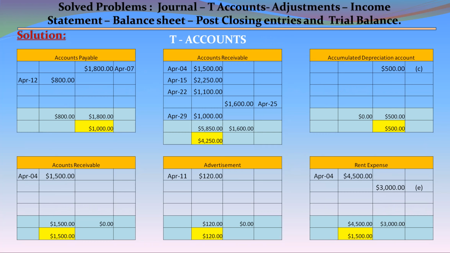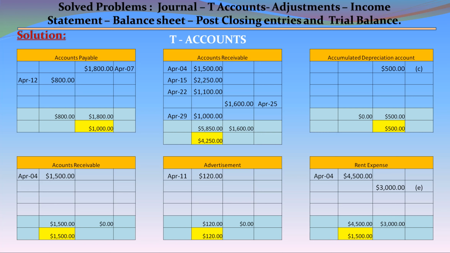Now let us prepare T accounts. Accounts payable account on the credit side 1800 on April 7, and we have paid on April 12 800. The balance 1000 is the credit. Accounts receivable April 4 1500, April 15 2250, April 22 1100, April 29 1000, and we received 1600 on April 25. So net balance debit in accounts receivable account is 4250.